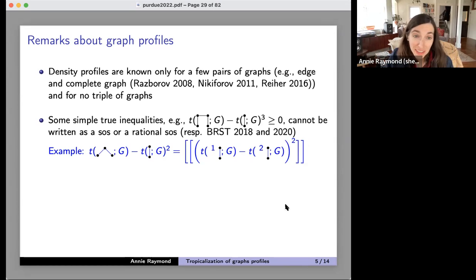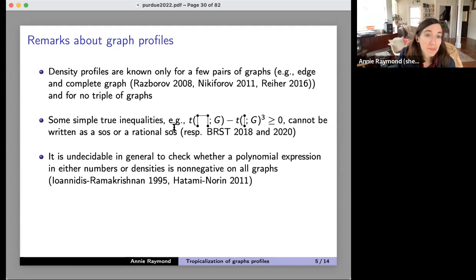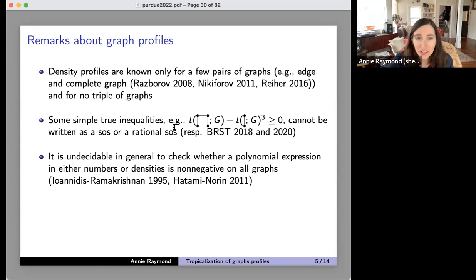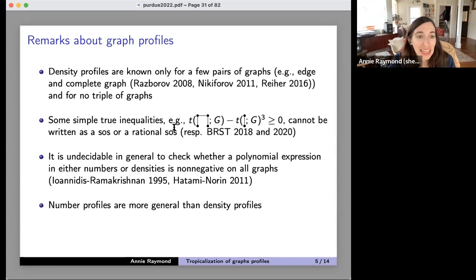So yeah, it makes it different from the world of real polynomials, right? There's not even necessarily a rational sum of squares. We know that it is actually undecidable in general to check whether a polynomial expression in either numbers or densities is non-negative on all graphs.